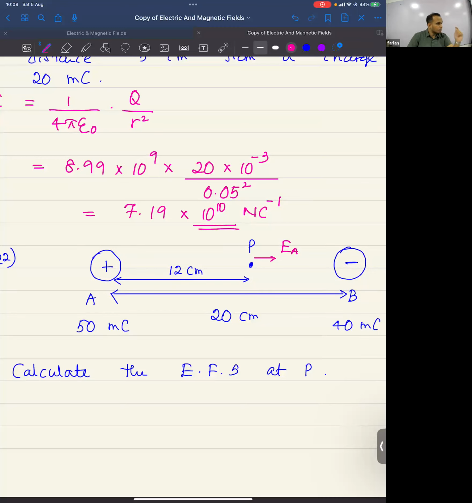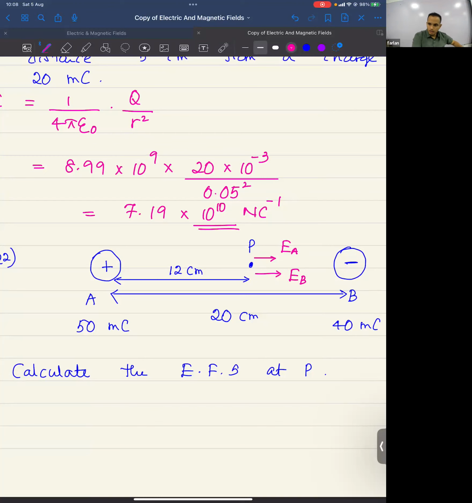Electric field strength at P due to B is to the right or left? Right. I'll take it as EB. Correct. So if there's anyone having a doubt with that, please put your hands up and ask me. Any questions with that? How to decide the direction?